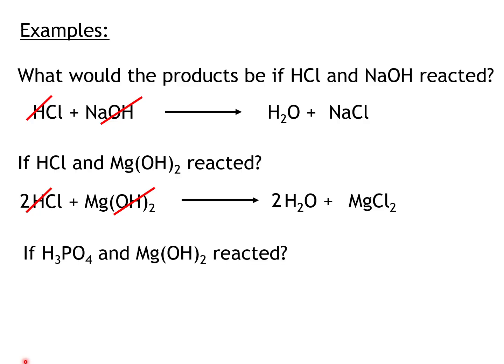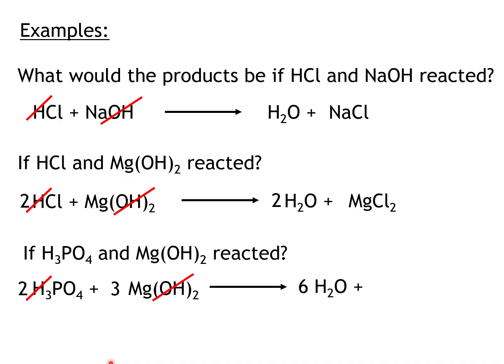We've got another example. If phosphoric acid and magnesium hydroxide reacted. So we write down the reactants. So here we have 3 acidic hydrogens and 2 hydroxides. And in order to have the same number, we're going to have to multiply the phosphoric acid by 2. So now we have 6 acidic hydrogens. Multiply the magnesium hydroxide by 3, so that we'll have 6 hydroxides. So when these combine, we're going to be forming 6 water molecules. And then looking at the formula, it's going to be Mg3(PO4)2.